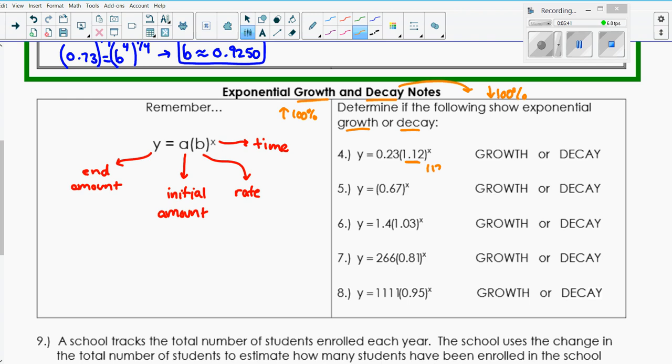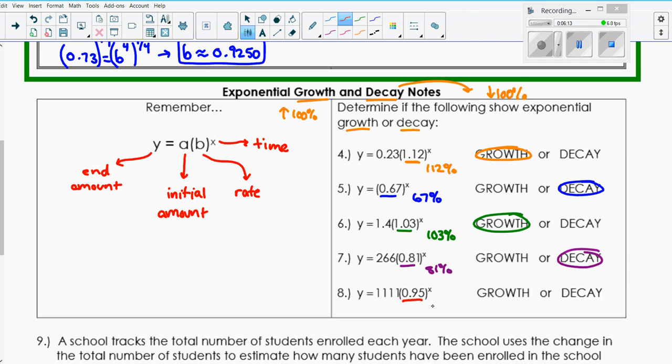That is 112%, which is above 100%, so that would be growth. This one is 67%, which is less than 100%, so that would be decay. This one is 103%, which is greater than 100%, so that would be growth. This one is 81%, which is less than 100%, so that would be decay. And this one is 95%, which is close to 100, but still less, so also decay.